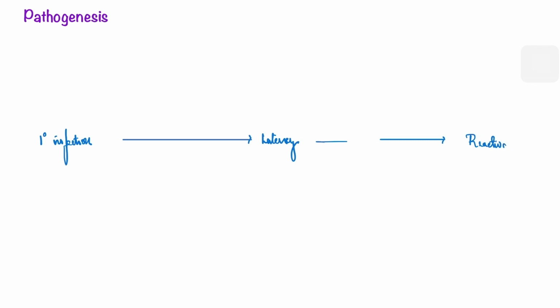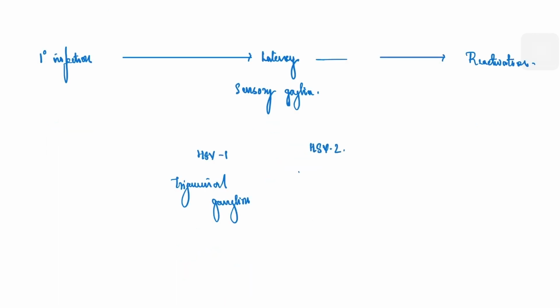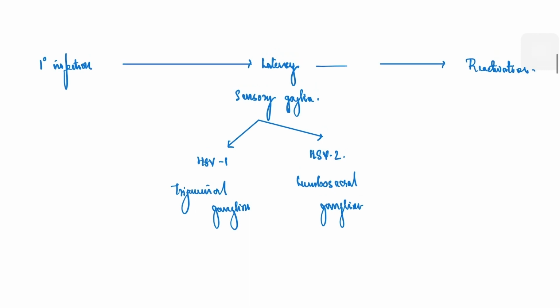So they cause primary infection. After primary infection, they undergo latency, and after that, they can get reactivated. The latency for herpes simplex virus and varicella zoster virus is in the sensory ganglia. For HSV1, it is in the trigeminal ganglion. For HSV2, it is in the lumbosacral ganglion.